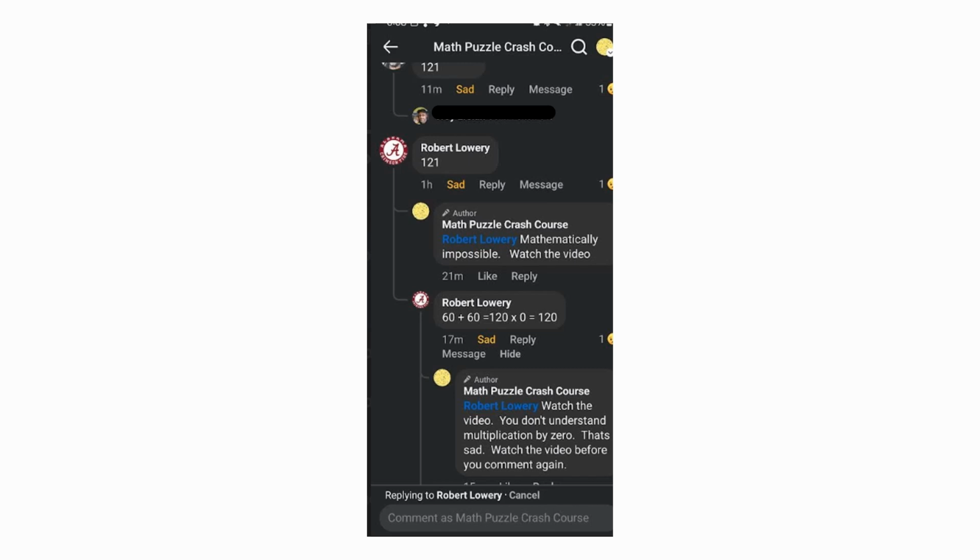120 times 0 is still 0. It's commutative, you can switch them. 2 times 5 is 10, and 5 times 2 is 10. In the same way, 0 times 120 is 0, and 120 times 0 is still 0.